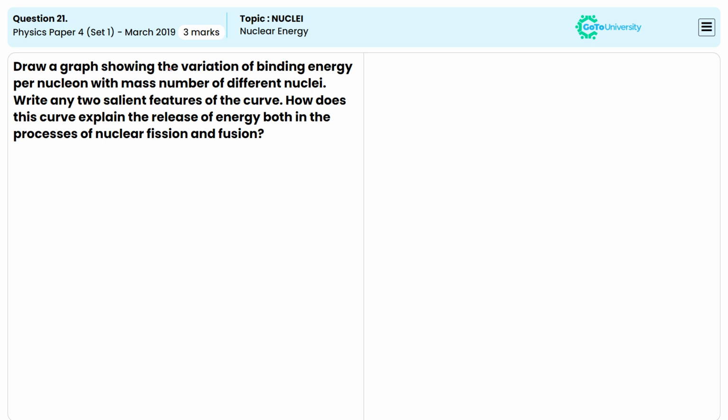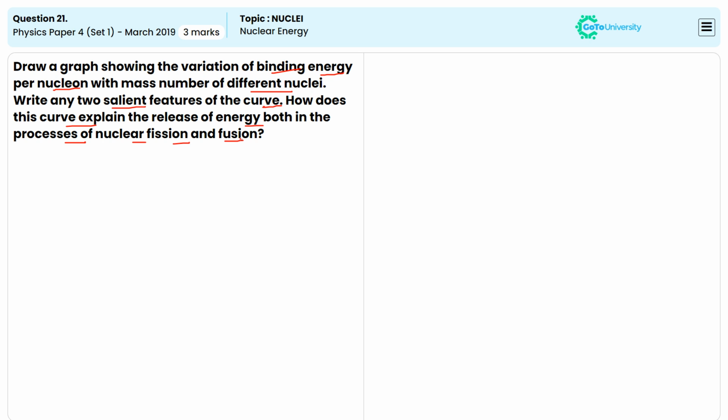Draw a graph showing the variation of binding energy per nucleon with a vast number of different nuclei. Write any two salient features of the curve. How does this curve explain the release of energy both in the process of nuclear fission and fusion? We'll see the graph first.